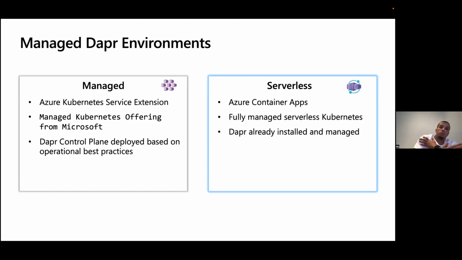Right. Commercial break: if you need to use the managed Dapr environments, there is AKS, the managed Kubernetes offering from Microsoft, Azure Kubernetes Service. There is an extension for Dapr there. Now you get Dapr fully managed there. Or if you need a fully serverless Kubernetes offering with Dapr, that's Azure Container Apps. It's fully serverless Kubernetes, and you get Dapr there out of the box, so you don't really need to manage anything.